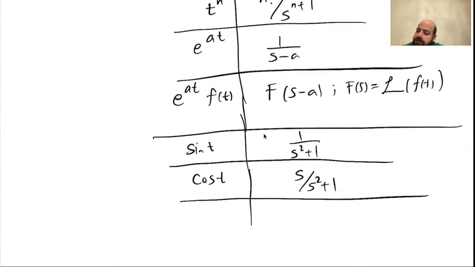In general, we can generalize this to sine omega t or cos omega t. If it's sine omega t, then I would have omega over s squared plus omega squared. And for cos omega t, I would have s over s squared plus omega squared.